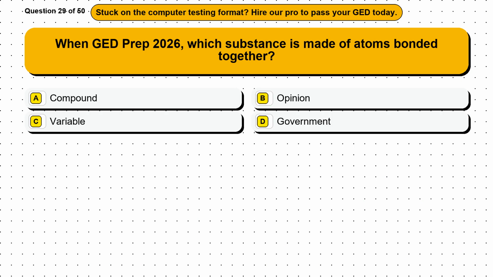Question 29. When GED Prep 2026, which substance is made of atoms bonded together? Option A compound. Option B opinion. Option C variable. Option D government.